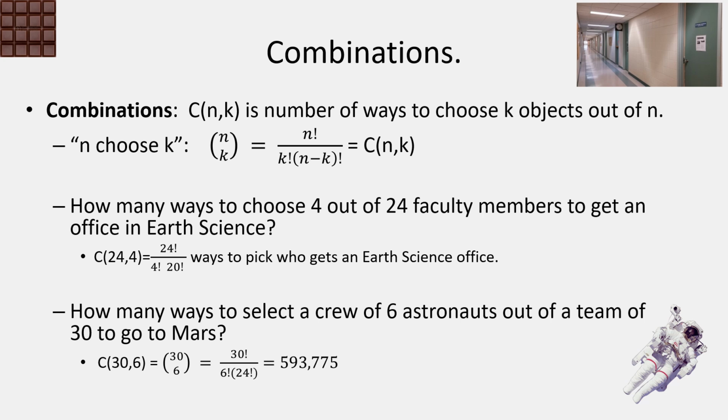So here is an example. Suppose you have 30 people training to be astronauts and you need 6 of them to go to Mars. How many ways to select 6 people out of 30? It's, well, a little under 600,000. And soon when we'll be talking about probabilities, we will be using this kind of calculation to say, if you're on the team of 30, what is your chance to go to Mars?